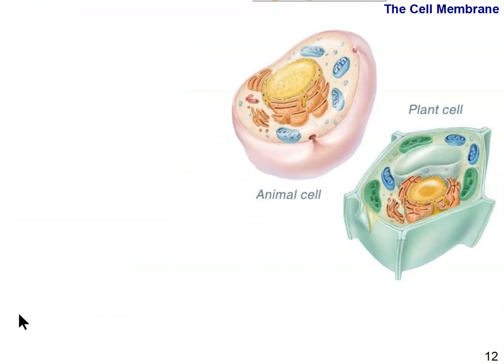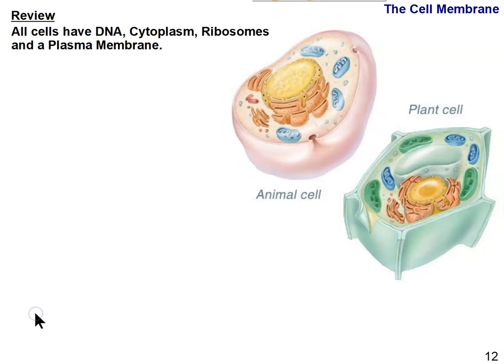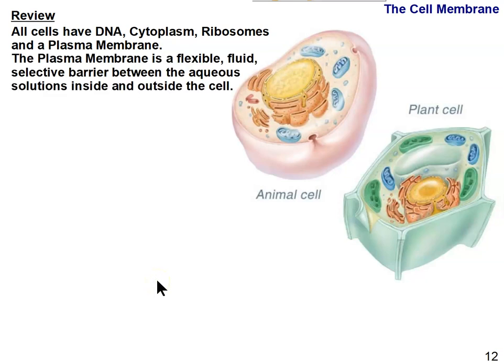So now we need to add the component of the plasma membrane, because remember, this is all about cell structure and function. Cells have an aqueous solution inside and an aqueous solution outside, and remember the plasma membrane is the barrier between the two. So just to review here, all cells have DNA and cytoplasm and ribosomes and a plasma membrane. But not all cells have a cell wall. So what I want to do here is just make sure that you're very clear as to the difference between the plasma membrane and the cell wall.